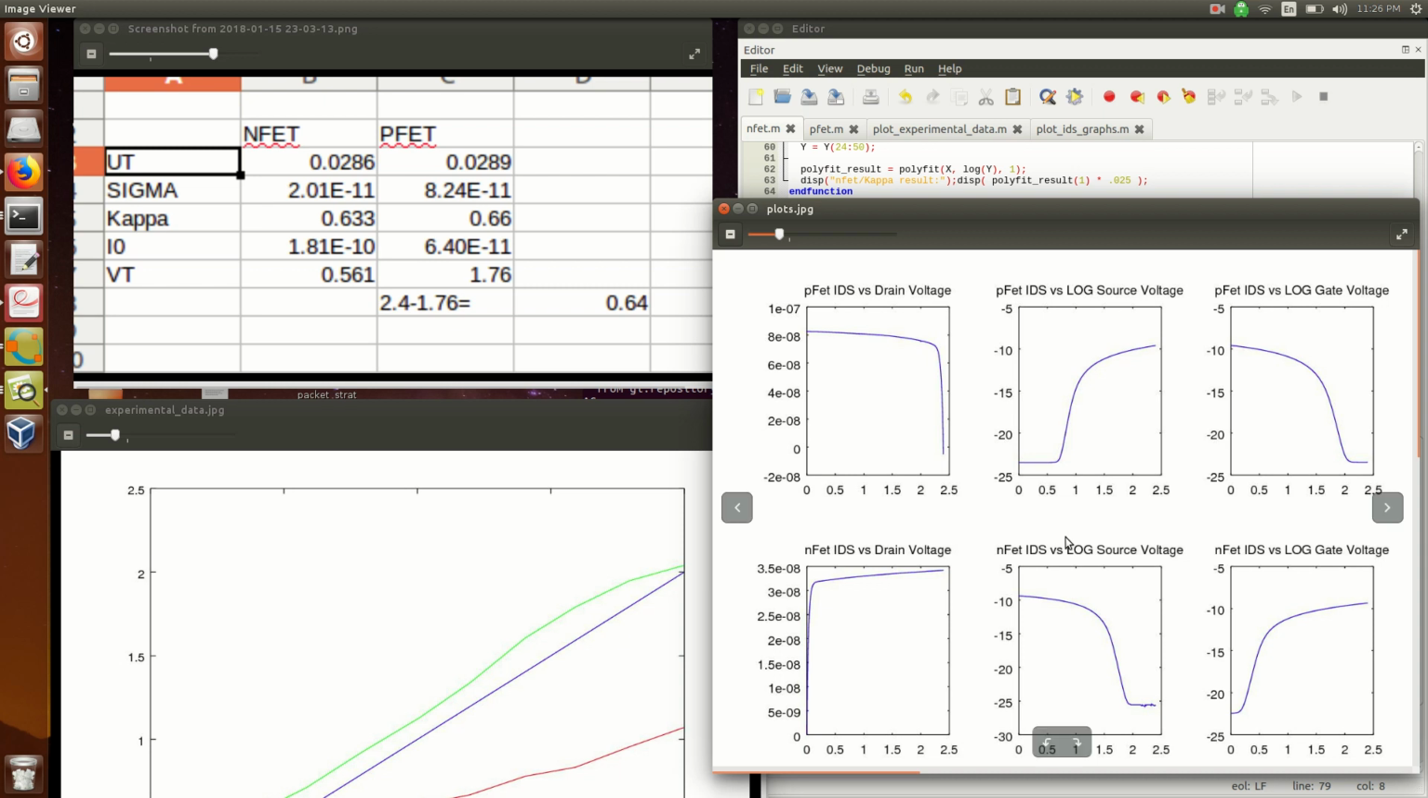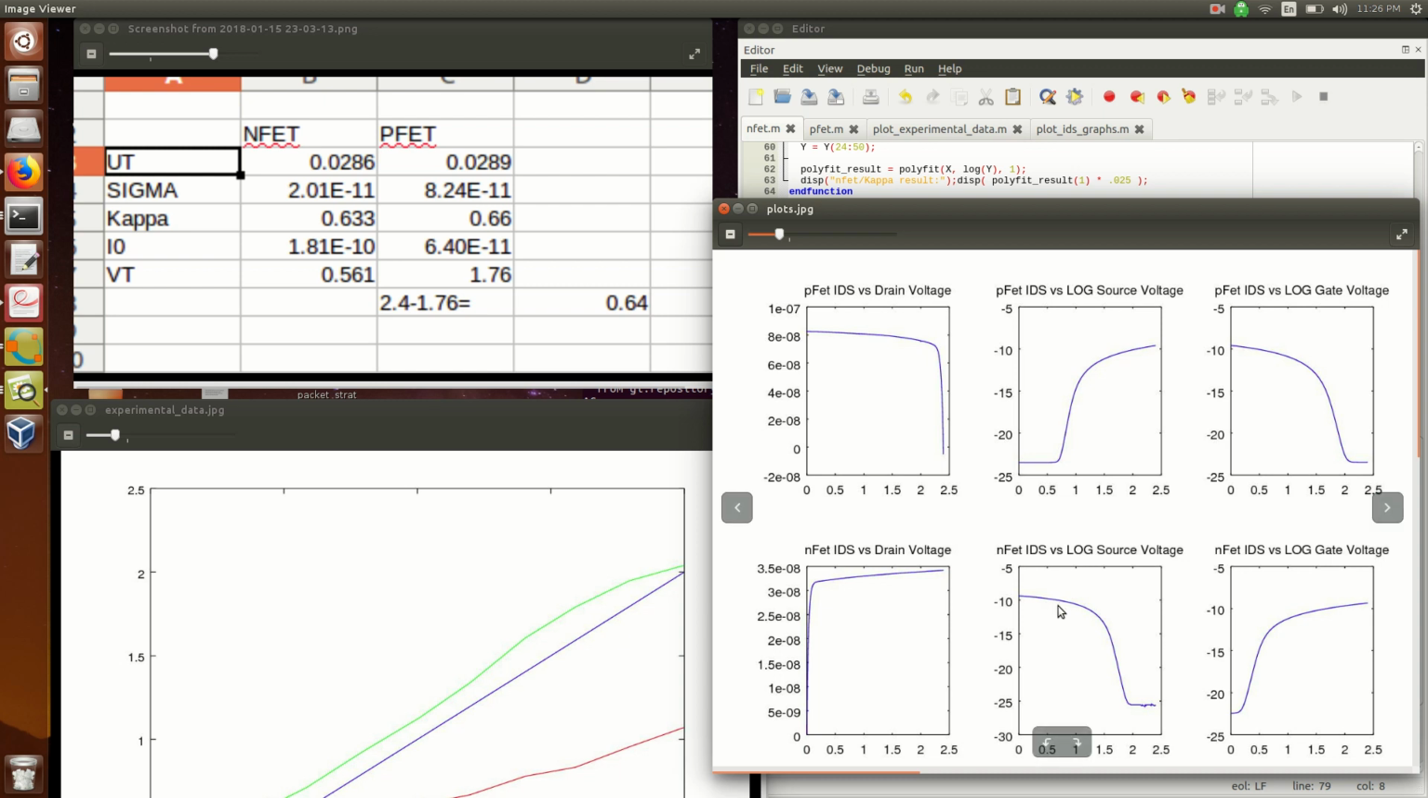So for the NFET, in order to find UT, starting with the source sweep, looking above the threshold, the IV curve is exponential, so the log plot of the current against the voltage is linear in this region. So UT can be taken directly as the gradient of this region.